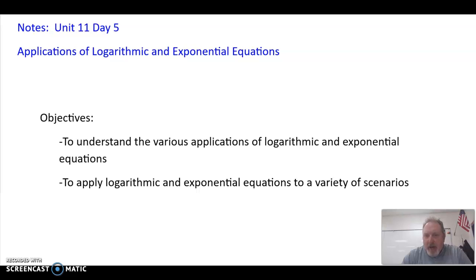Today we are going to do applications with logs. So yesterday we talked about how to graph log and exponential equations. Now today we are going to do a few word problems with them. So I'll walk you through that. We'll talk about exponential growth. We'll talk about half-life, a few other things, and get you rolling.